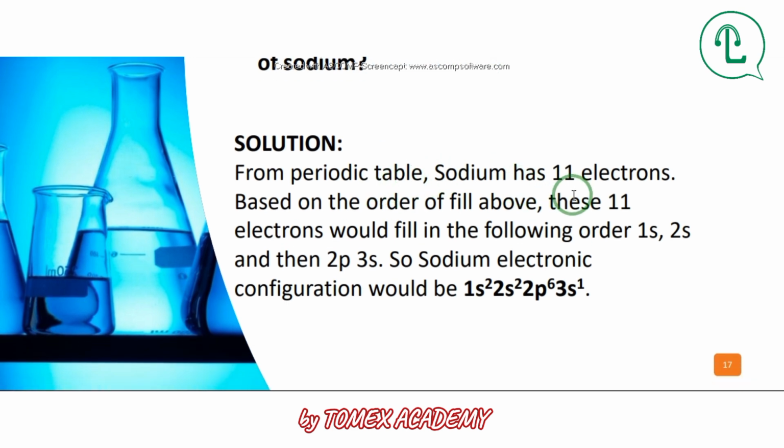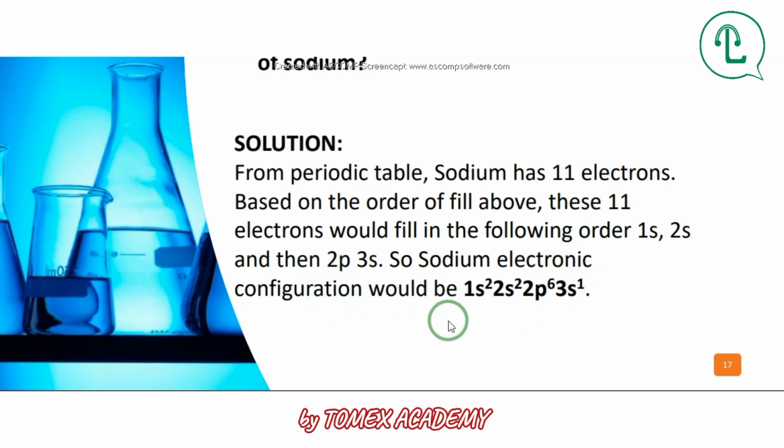What is the electronic configuration of sodium? From the periodic table, sodium has 11 electrons. Based on the order of fill above, these 11 electrons would fill in the following order: 1s, 2s, and then 2p, then 3s. So the sodium electronic configuration would be 1s2, 2s2, 2p6, 3s1. If we add all these powers, they represent the electrons in the sodium atom, so it must equal 11. 2 plus 2, 4 plus 6, 10 plus 1, 11.